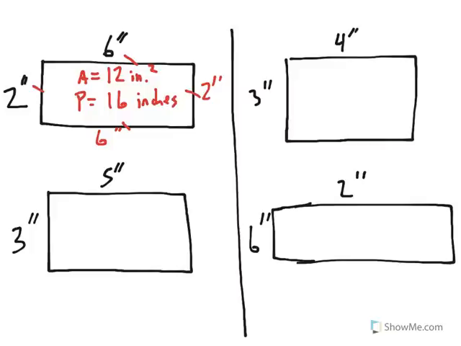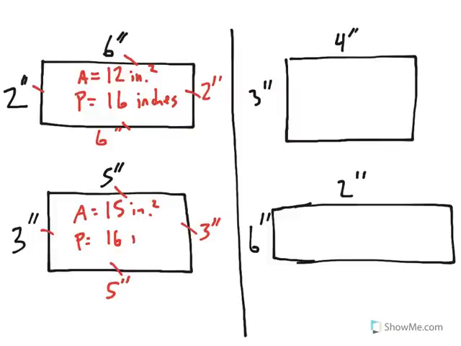Now on the bottom rectangle, I have an area of 5 times 3, which is 15 inches squared. And again, when I add in the perimeter, I can see 3 plus 5 is 8, 8 plus 3 is 11, and 11 plus 5 is 16.